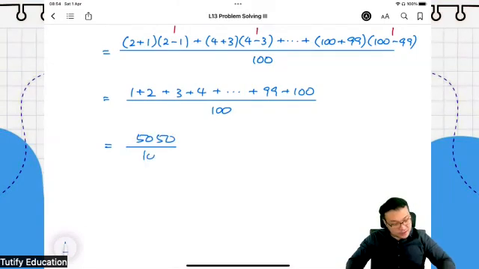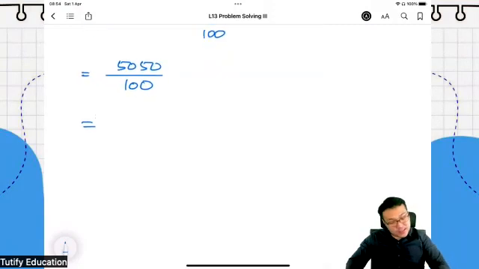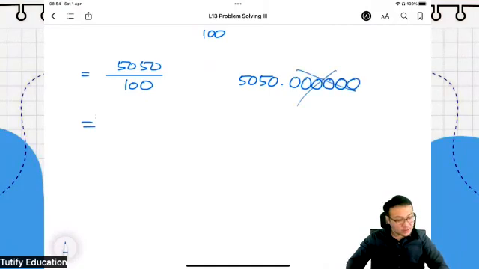5,050, divide by 100. Do you know how to divide? Okay, I teach you. Every number has a decimal. Anything after the decimal, if it is a 0, it does not matter. Usually we don't write the decimal. If it is a whole number, usually we don't write a decimal place.